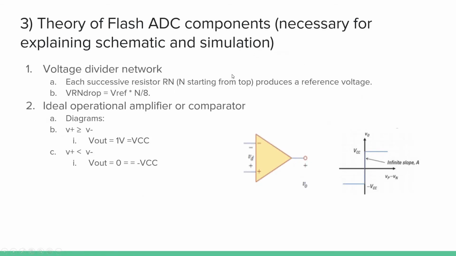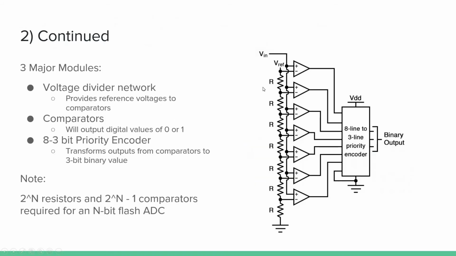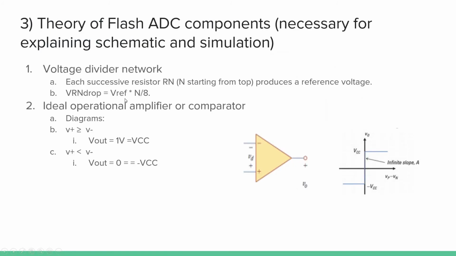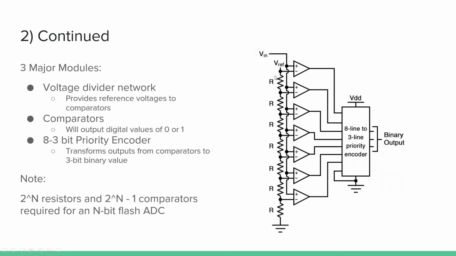To go into more theory, the voltage divider network has a relationship such that the voltage drop across n resistors, n counting down here, 1, 2, 3, 4, 5, 6, 7, 8, is going to be Vref times n over 8. For example, if Vref was 8, then this would be a voltage drop of 1, this would be a voltage drop of 2, a voltage drop of 3, and so the voltage is going to go from 8 to 7, 8 to 6, 8 to 5, etc.